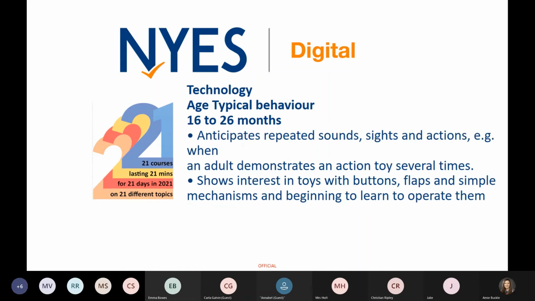As it goes to 16 to 26 months, we can see here it's anticipating repeated sounds or sights or actions. So an adult demonstrating a toy here several times, so you press the button and the thing does its thing. That would be an anticipation reaction. And having a variety as well is interesting.